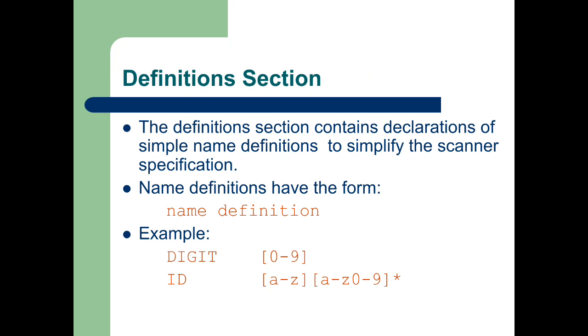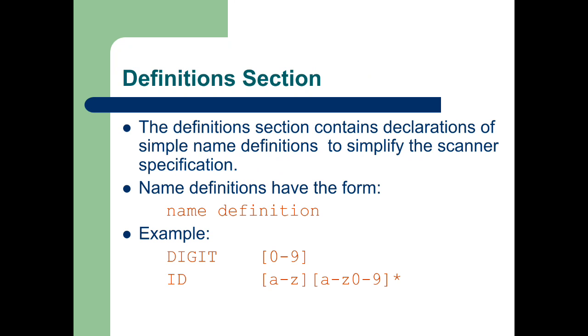So what is the definition section or declaration section? As its name suggests, here we define or declare the variables. Here we declare the user identifiers. Here we define the constants, header files, routines or functions, which we are going to use in the translation rule or auxiliary procedure section.